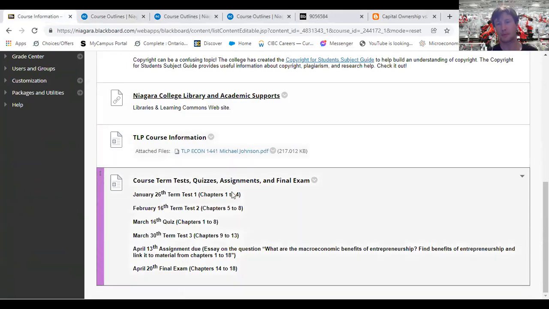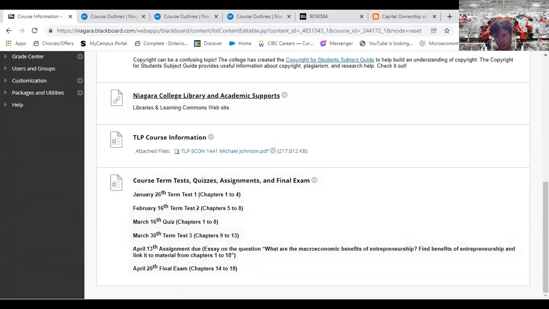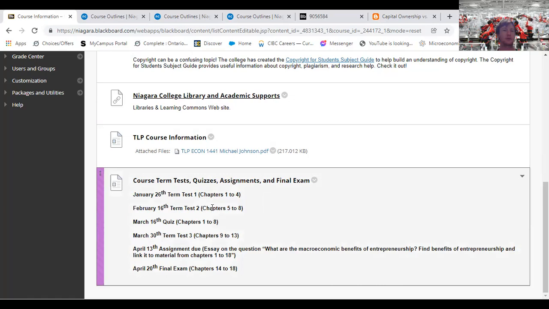January 26th will be term test one, chapters 1 to 4. We're going through chapters 1 to 2 today. That is 2 Wednesdays from now, so not next week, but the week after. Then term test 2 will be chapters 5 to 8, February 16th. And then March 16th will be the quiz. It's more of a review quiz of chapters 1 to 8.